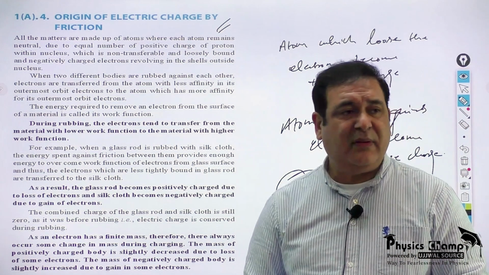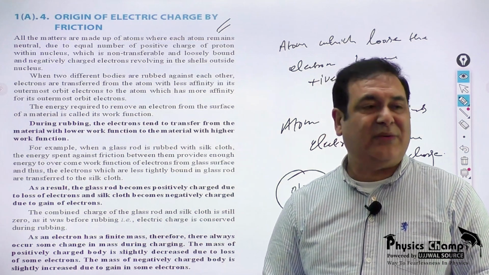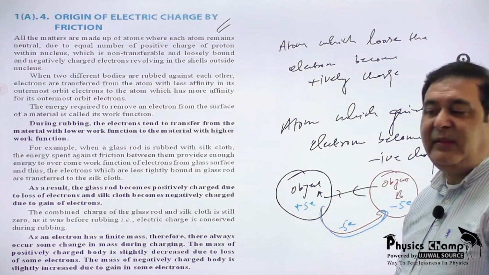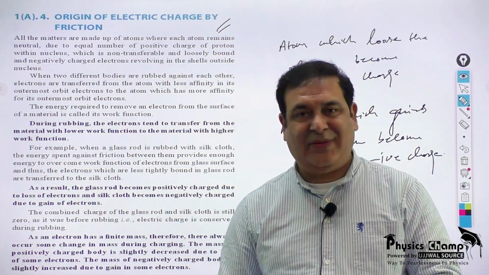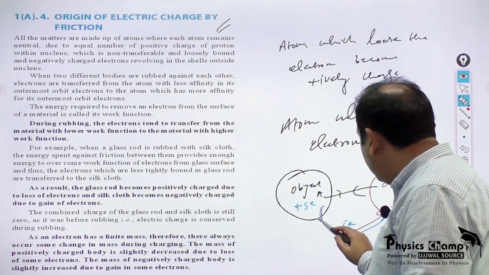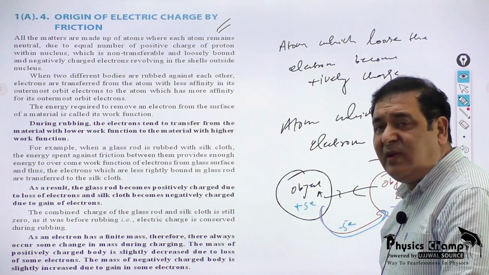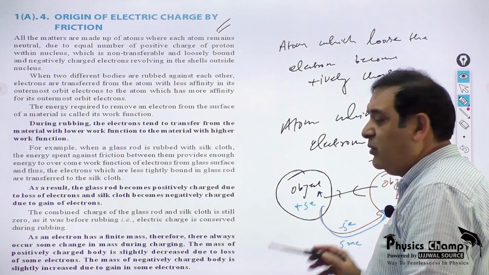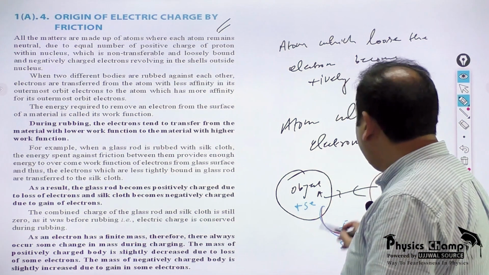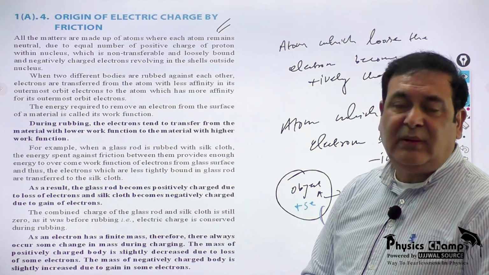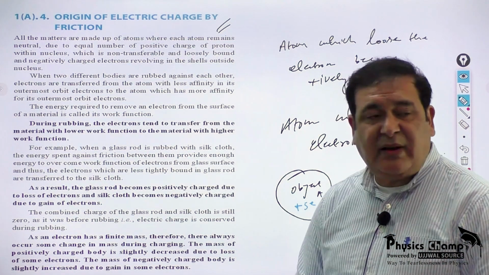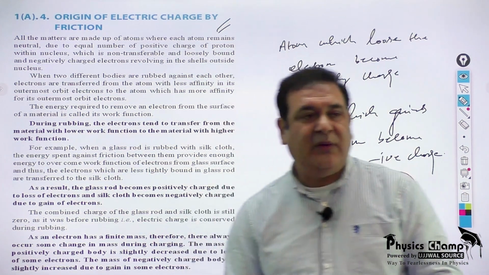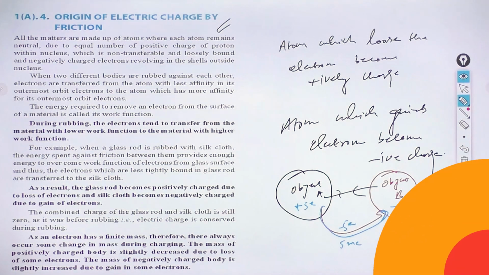And yes, every electron carries some mass. So when the electrons are shifting, they also carry some mass along with them. If 5 electrons are shifting, at the same time the mass of 5 electrons is also shifting. So there is certainly a loss of mass for the one which gets positively charged, and a gain of mass for the one which gets negatively charged. So that's how is the origin of electric charge.